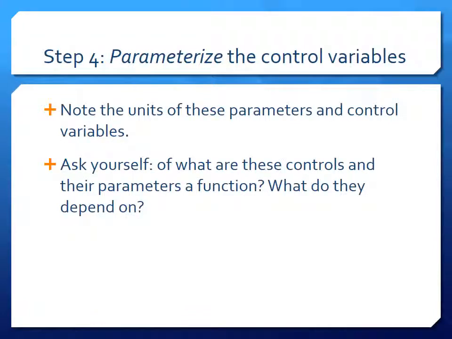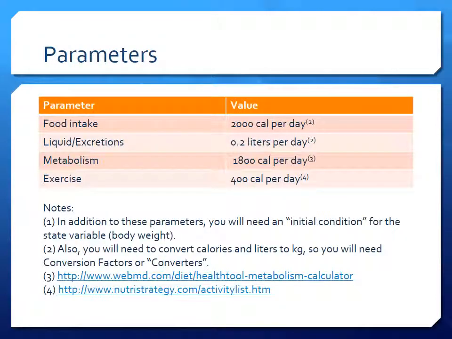What do they depend on? Okay, so let's take a look at, in this example, the parameters. And let's assume, for the sake of an initial model, the food intake of your body weight is 2,000 calories per day. Liquid and excretions, the net liquid that you ingest minus the excretions, is roughly 0.2 liters or 200 milliliters per day. The metabolism burns 1,800 calories per day, and your exercise is roughly 400 calories per day.